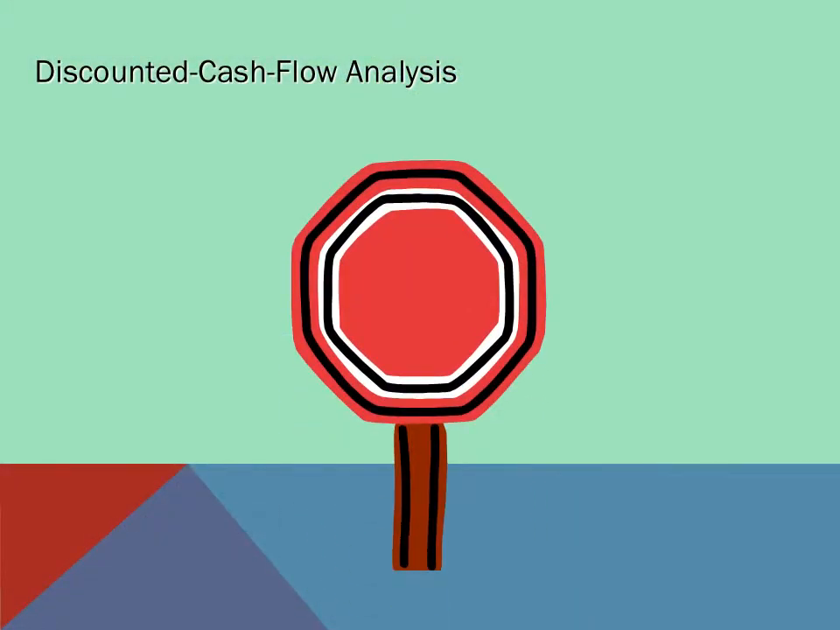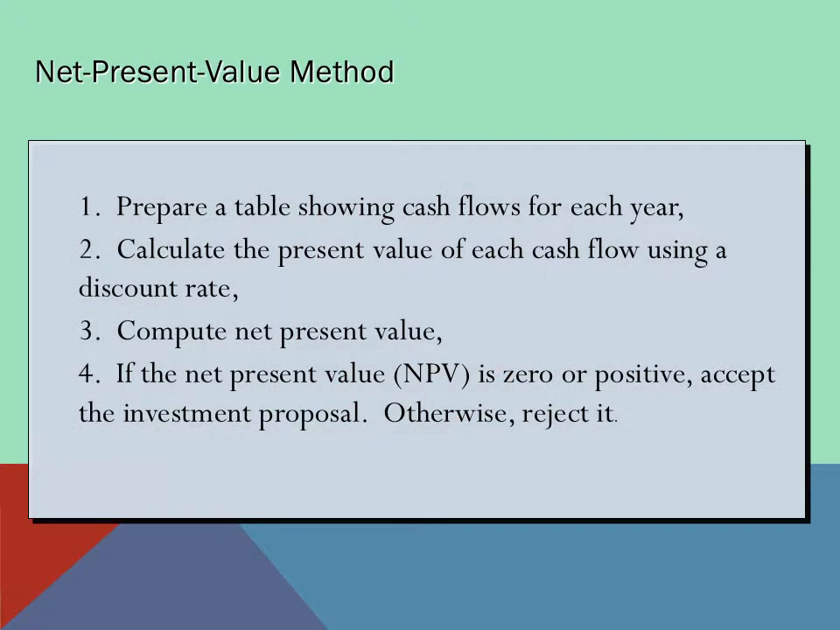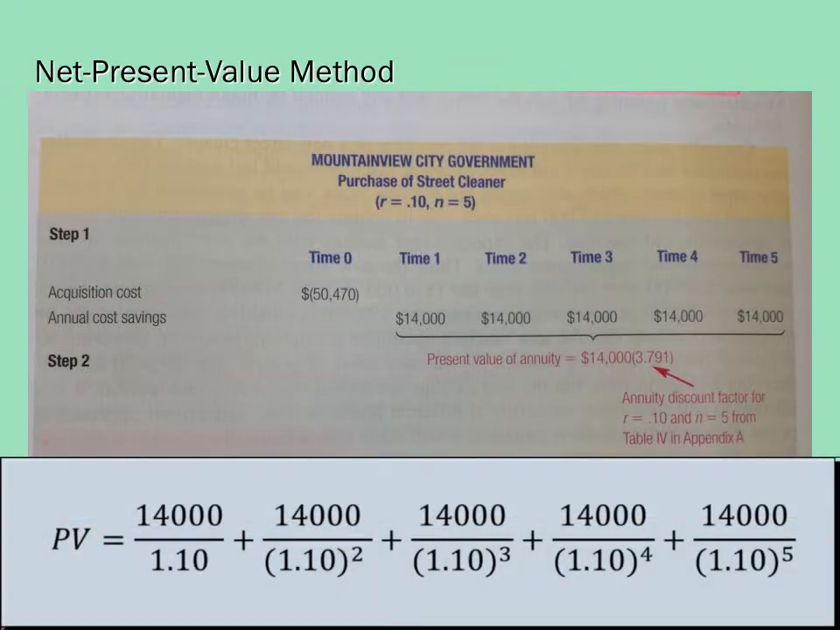This analysis is flawed since it does not account for the time value of money. Approach this decision using the net present value method. These 4 steps constitute a net present value analysis of an investment proposal. Step 1. Prepare a table showing the cash flows during each year of the proposed investment. Step 2. Compute the present value of each cash flow using a discount rate that reflects the cost of acquiring investment capital. This discount rate is often called the hurdle rate or minimum desired rate of return.